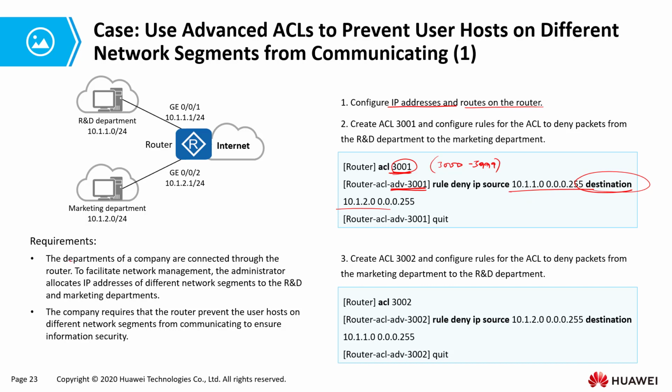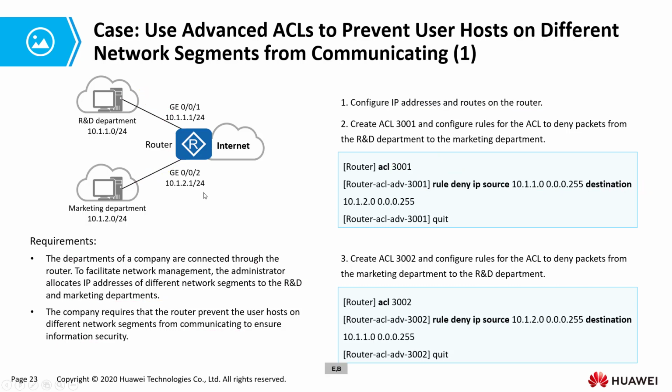Of course, this depends on the requirements. In this case, the departments of a company are connected through the router, and to facilitate network management, the administrator allocates IP addresses of different network segments to the research and development department and to the marketing department. The company requires that the router prevents user hosts on different network segments from communicating to ensure information security. So we do not want research and development to be able to reach marketing, and we also do not want marketing to be able to reach research and development.